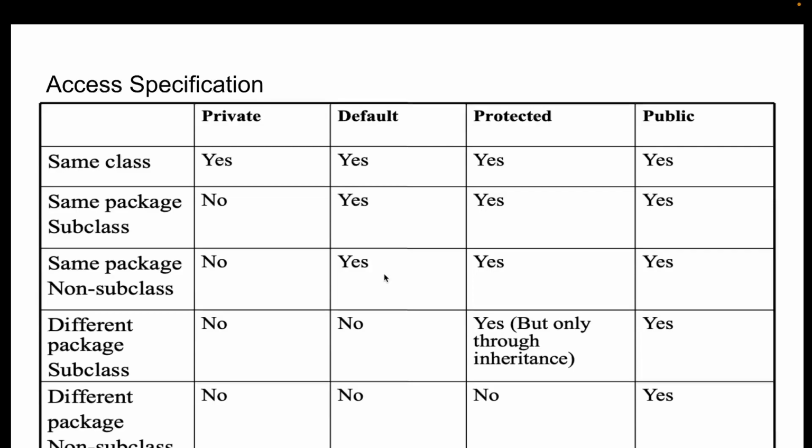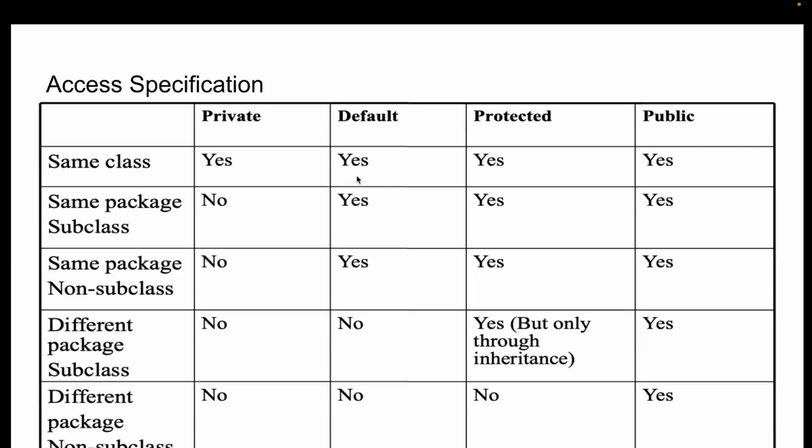But if there is another package outside, suppose I have package A and package B, and I have say 10 files in package A, and I want to use one of these files in package B, will I be able to do that? No, the answer is no. Why? Because the default scope of access is only within the package.